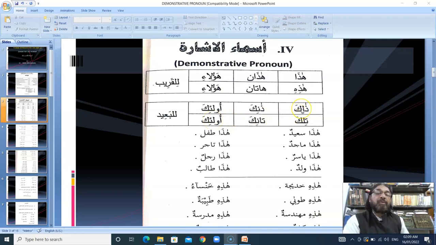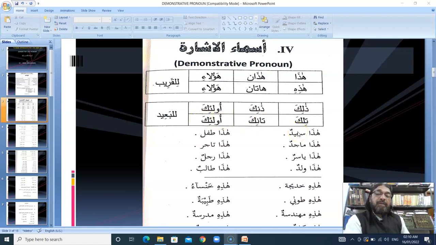So Dhalika Waladun, that is a boy. Dhanika Waladani, those are 2 boys. Ulaika Auladun, those all are boys. So all these 3 for masculine genders. Then after feminine, Tilka, that. Dhalika also that, and Tilka also that. Dhalika for masculine gender, Tilka for feminine gender. So remember, Tilka bintun, that is a girl. Tanika bintani, those are 2 girls. Ulaika banatun, those all are girls.